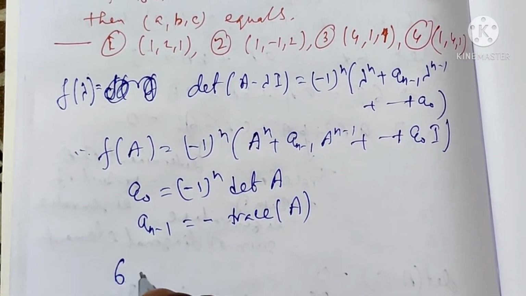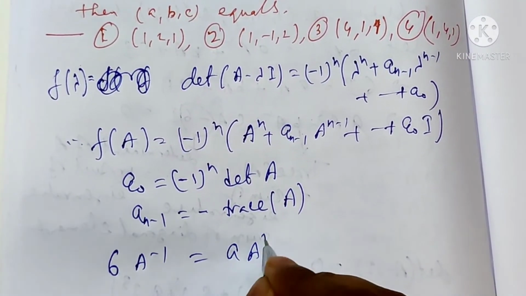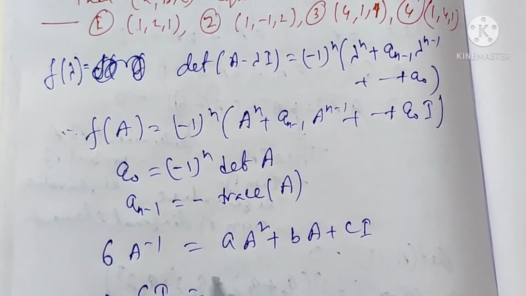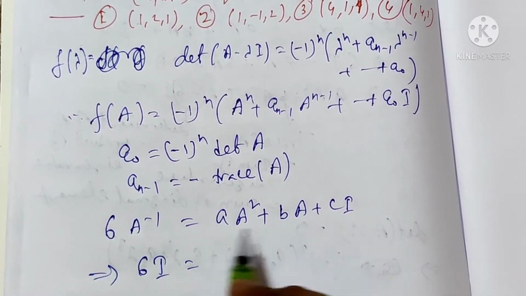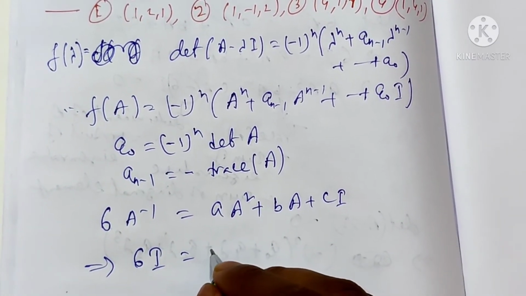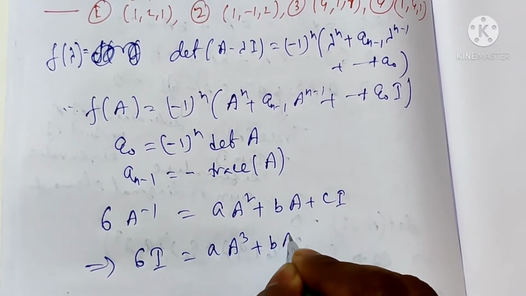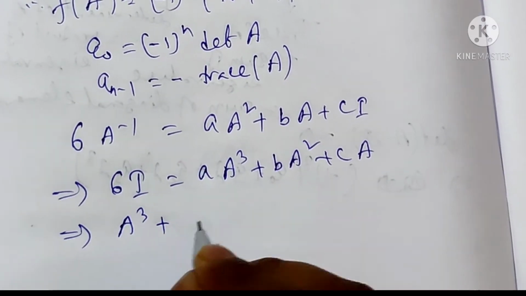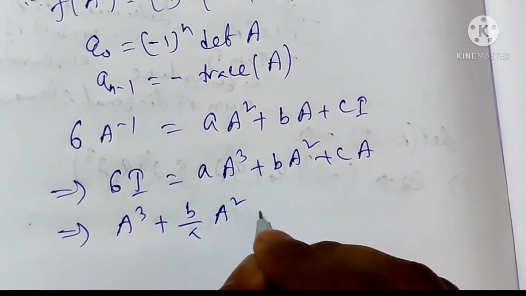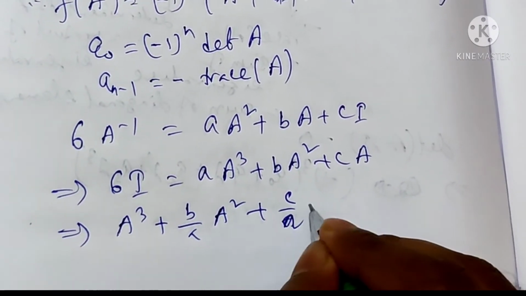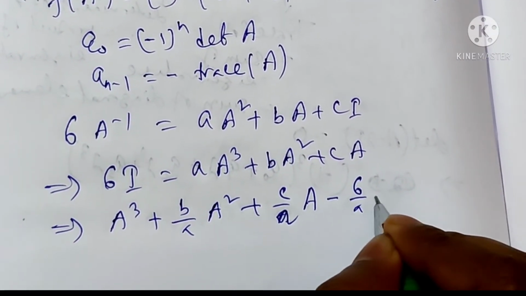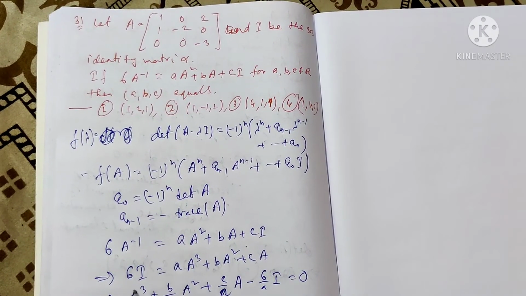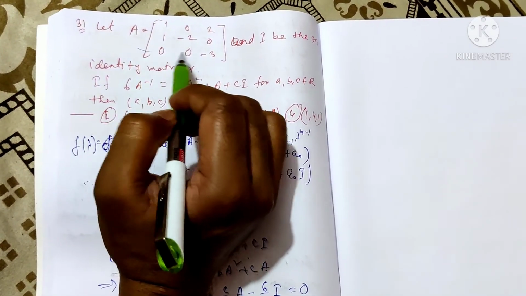Our problem is 6A inverse equals a A square plus b A plus c I. That implies 6 into identity matrix; multiplying both sides by A, we have 6I equals a A cube plus b A square plus c A. That implies A cube plus b by a A square plus c by a A minus 6 by a into identity matrix equals 0. This is the characteristic equation of the matrix A.